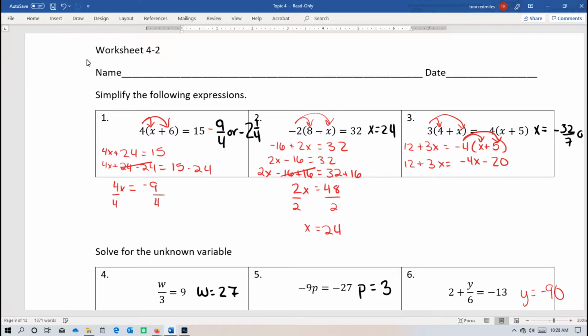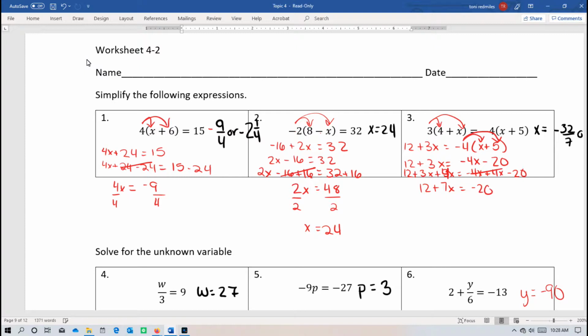Now let's get things where they need to be. I want to move this to the other side. Right now it's being subtracted. Negative 4x, it's subtracting. So to move it to the other side, I have to add it. All right, which is going, this should be a 4, which is going to give me 12 plus 7x equals, that goes to 0, negative 20.